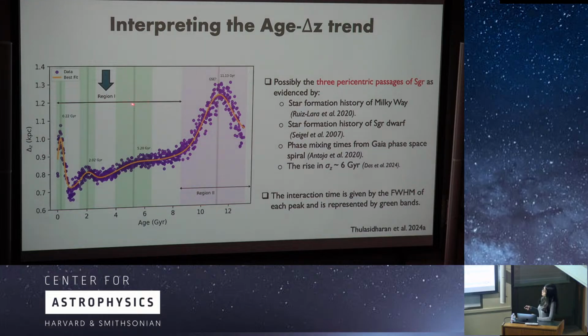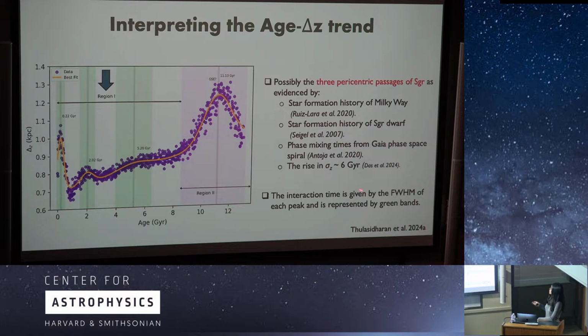So we divided this plot into 2 regions, region 1 and region 2, where region 1 corresponds to the region of relatively smaller vertical thickness. Here we see a similar trend, like 3 peaks, which could be inferred as the 3 pericentric passages of the Sagittarius dwarf, as evidenced by some previous studies, such as from the star formation history of the Sagittarius dwarf, as well as from the phase mixing times interpreted from the Gaia phase spiral.